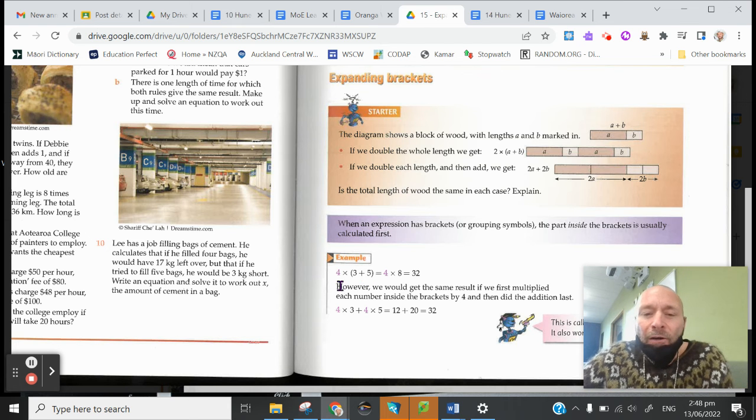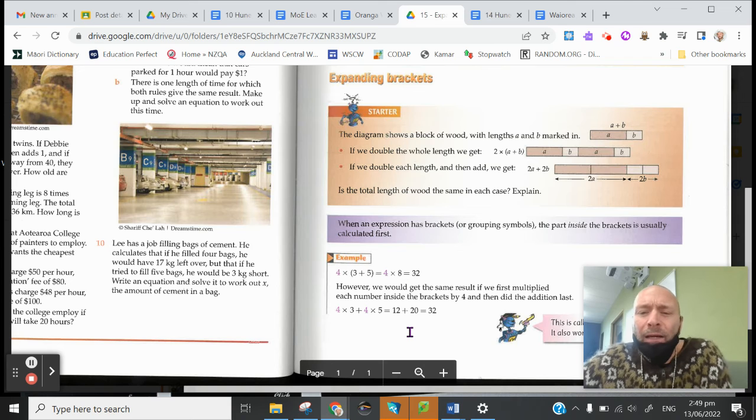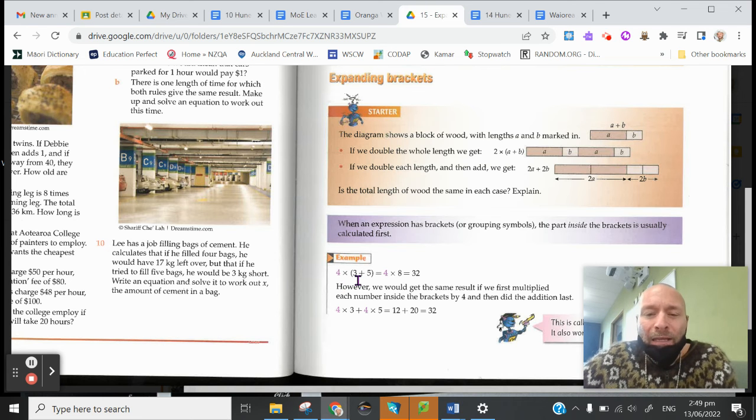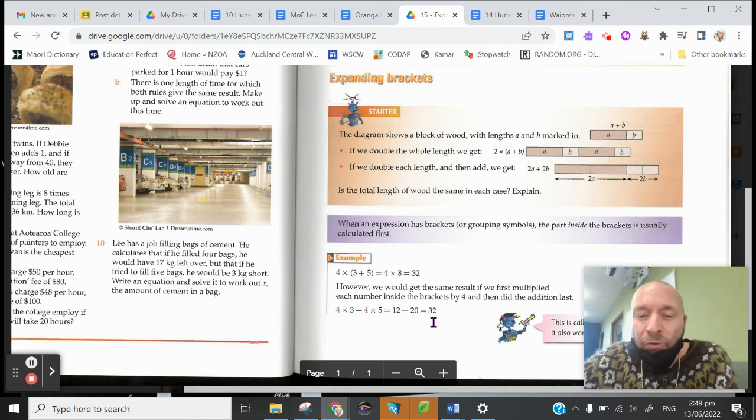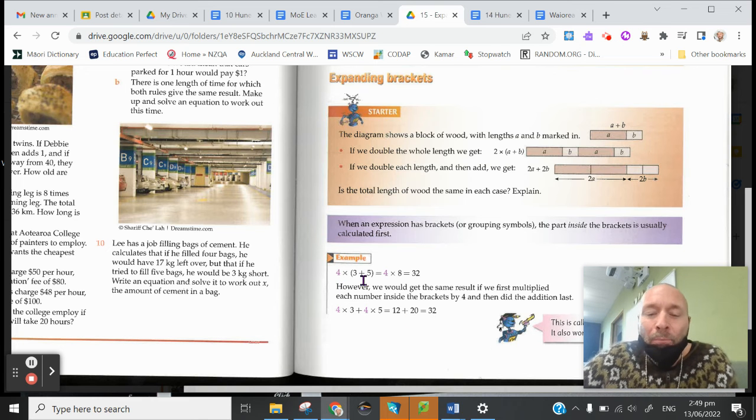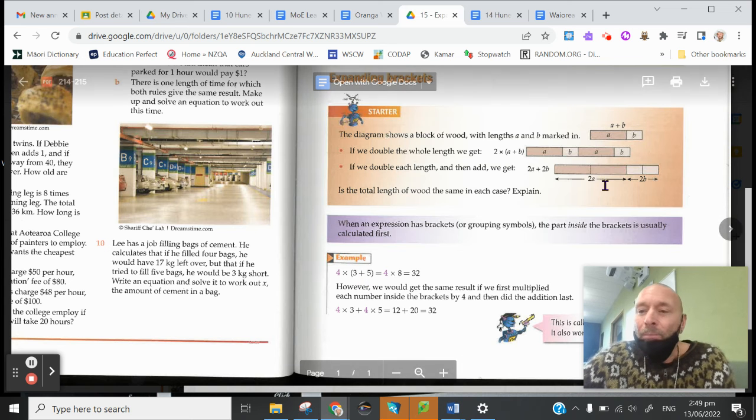So in this case, 4 times the quantity 3 plus 5. Well, this 3 plus 5 can be simplified to 8. So 4 times 8 gives us 32. Now let's have a look. We would get the exact same result if we do it this way. So we've got 4 times 3, which would be 12, and then 4 times 5, which would be 20. Those also add to 32. So if you can simplify what's in the brackets, do so. If not, the brackets mean multiply.